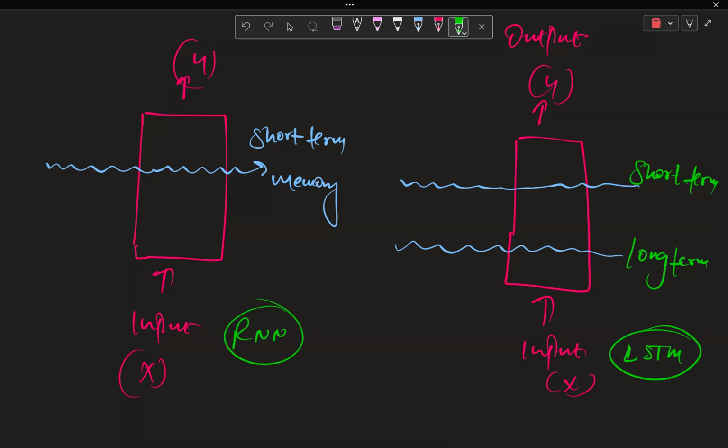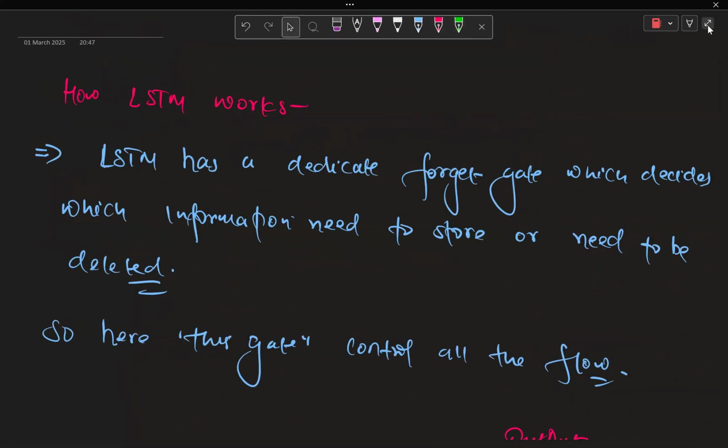So in short, if someone asks you in the interview how LSTM is working, how it is efficiently storing more and more information, simply answer: it has a dedicated forget gate that will decide which information to retain or which to lose. The forget gate is selectively removing irrelevant information. That is the main architecture of your LSTM and RNN.